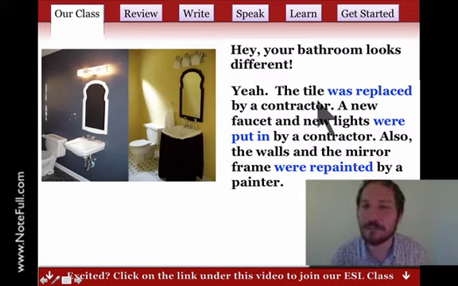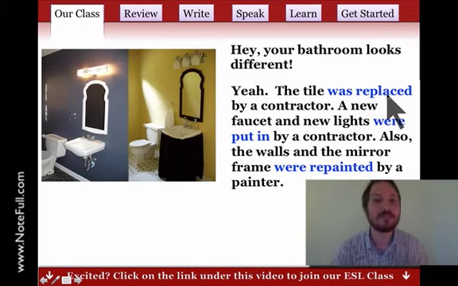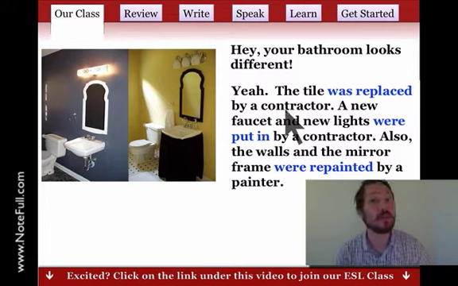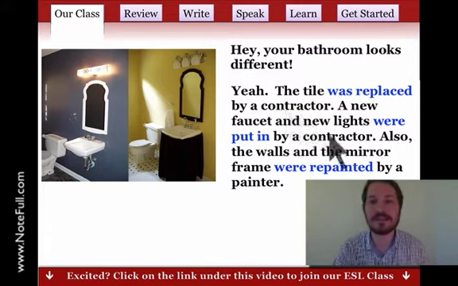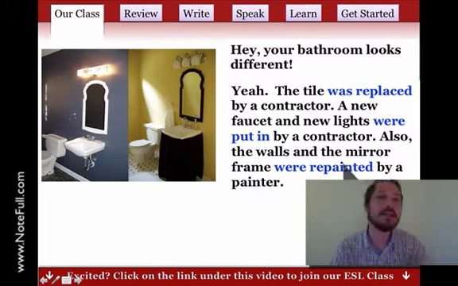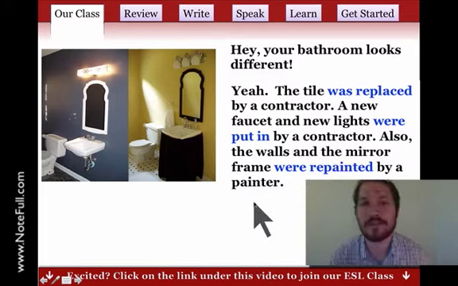Now, who did the action? Who did this action replaced? A contractor, right? He did the action. But I don't need to put his name at the beginning of the sentence. The same thing here. Painter. A painter did the action. But I can put his name at the end of the sentence, right? And I say by a painter.